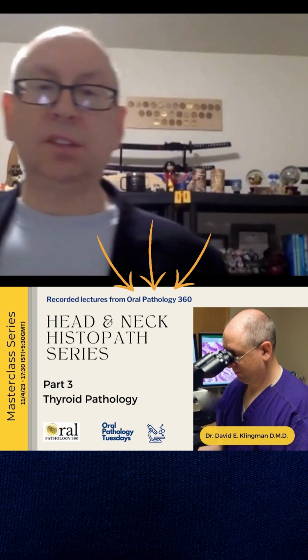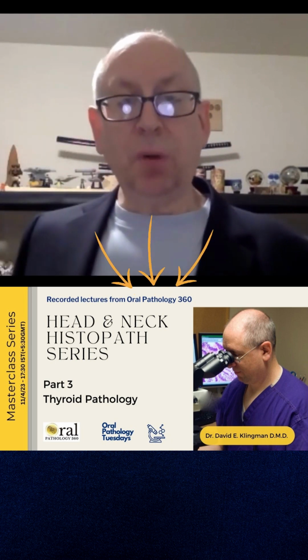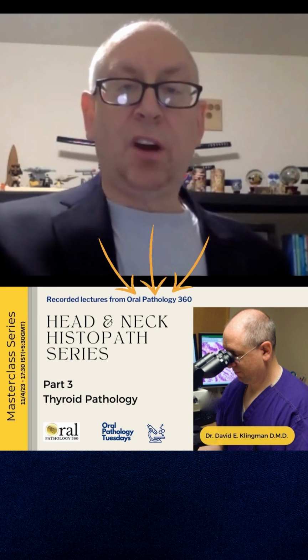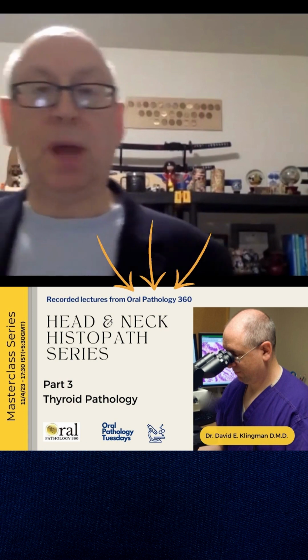And the third thing is, besides Hashimoto's, you can also have Graves' disease, and patients get treated for their Graves' disease, which can cause these very large, very irregular, somewhat papillary structures.